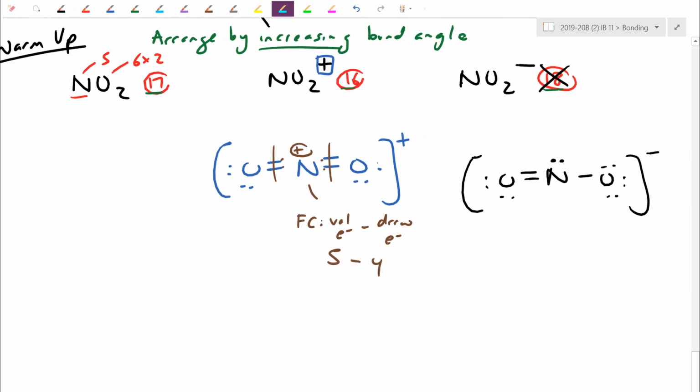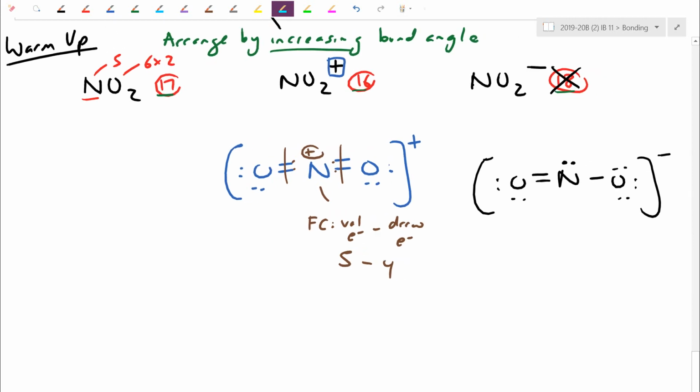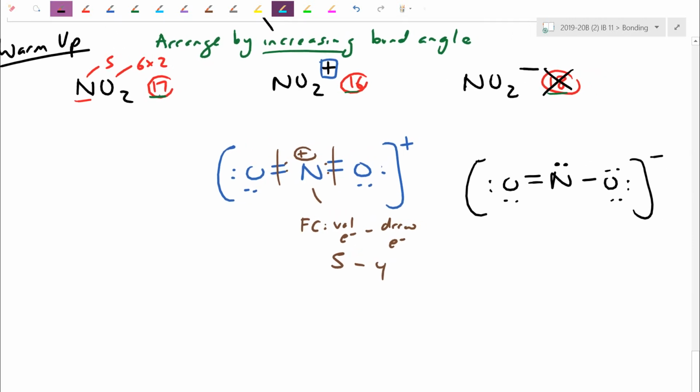Having stolen an electron, my type of bonding is actually a little bit different. So there we go, there's my picture. The NO2 with no charge is actually going to be a radical. It's going to have an unpaired electron. I know not everyone is going to have a full octet. If I have an odd number, I can't have everyone having 8s.